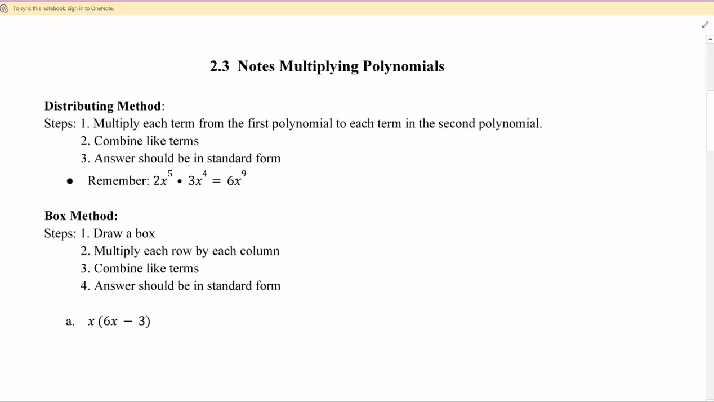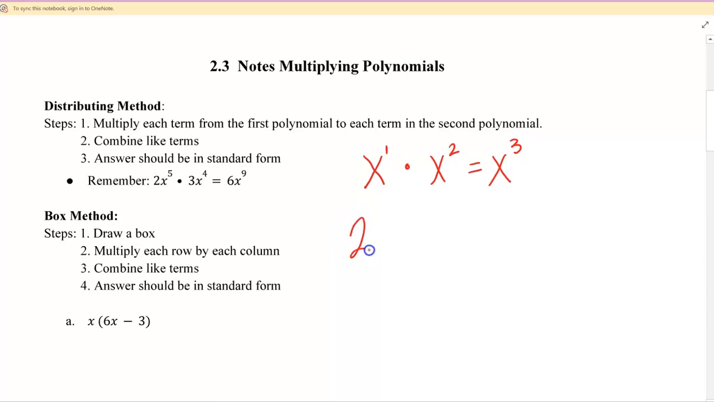Okay, so in 2.3 we're going to talk about multiplying polynomials. So just a quick little exponent rule review. If we had x times x squared, since we're multiplying two things with the same base, we would add their exponents. 1 plus 2 is 3.